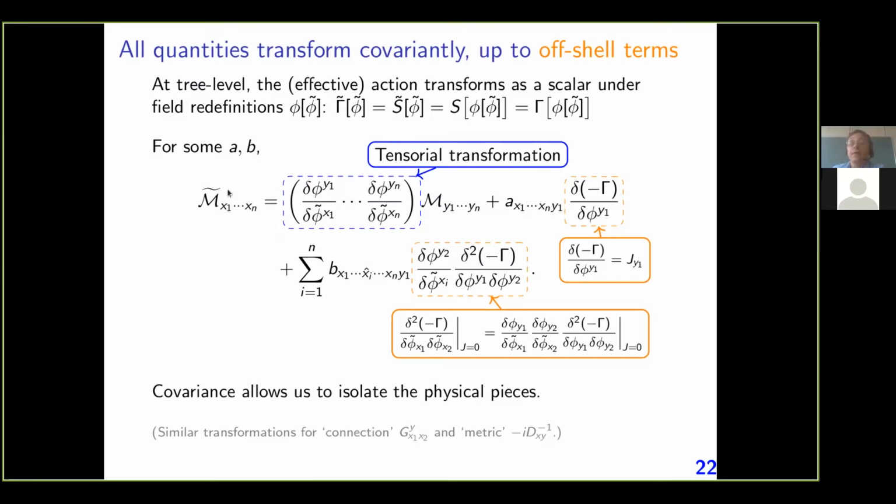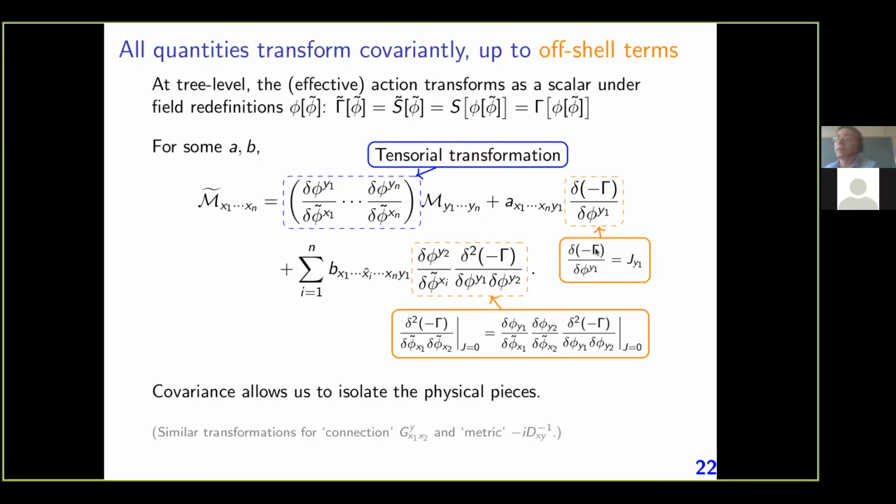So if you impose that and study how m tilde transforms, so this is your amputated correlator calculated with phi tilde, you can see it is indeed covariantly related to the m without a tilde. So the m calculated just using phi. And this is the required tensorial transformation to show that we found something that is covariant under all field redefinitions. Now, this is covariant up to these terms proportional to A and B, which vanish on shell.